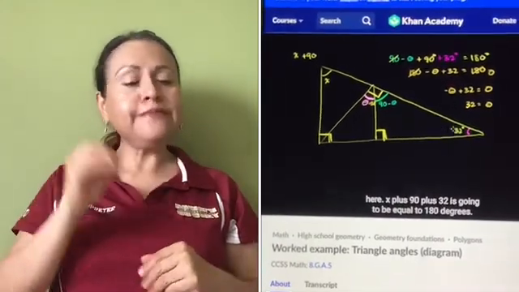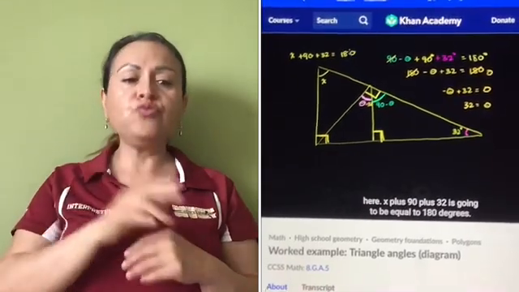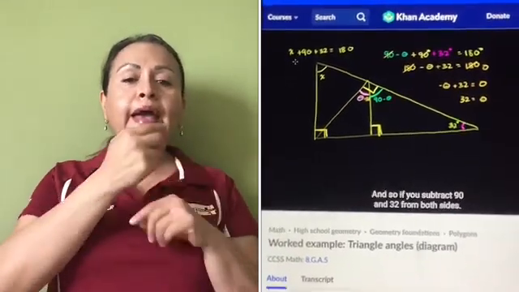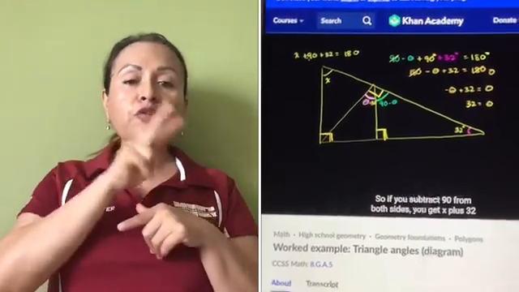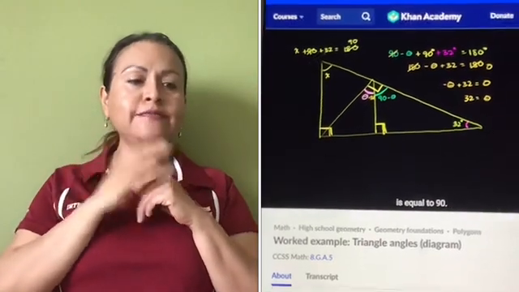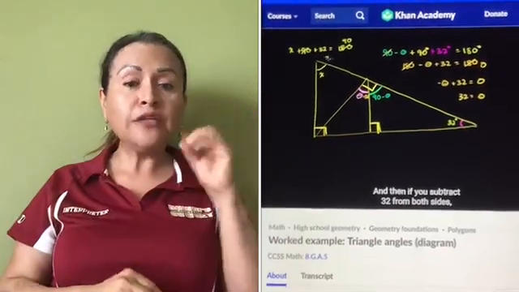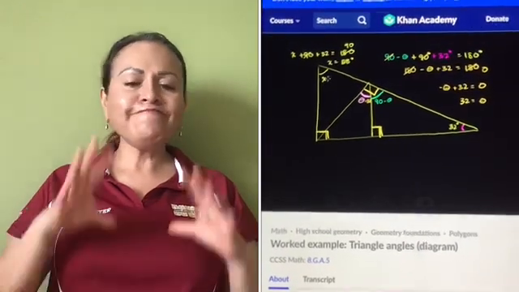And so if you subtract 90 and 32 from both sides, if you subtract 90 from both sides, you get x plus 32 is equal to 90. And then if you subtract 32 from both sides, you get x is equal to 58 degrees. Fair enough. Now what else can we figure out?